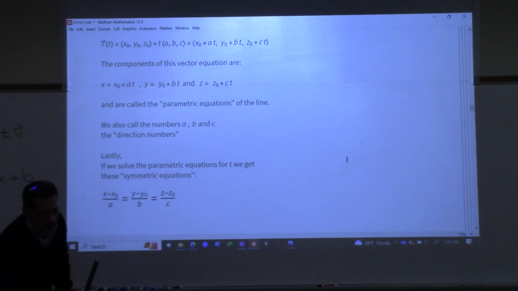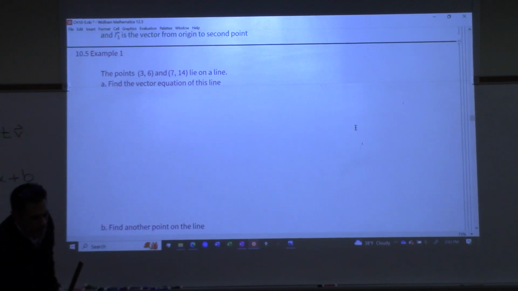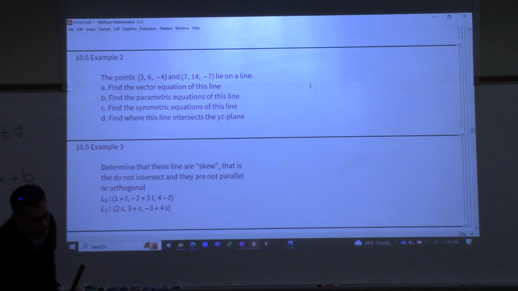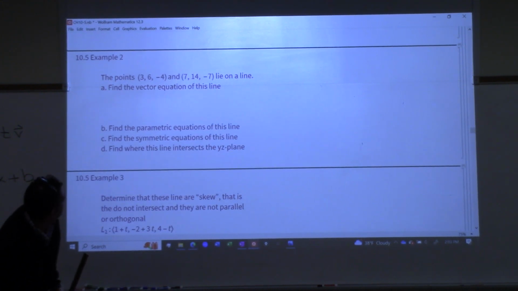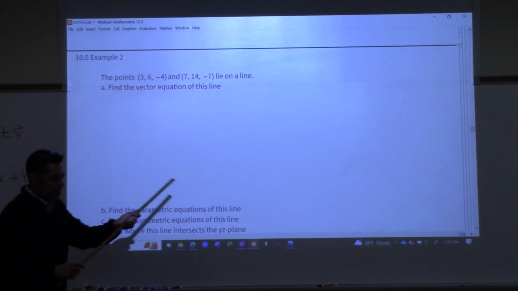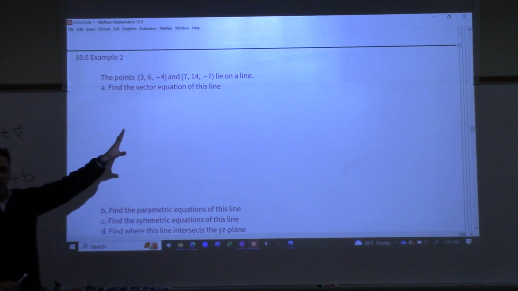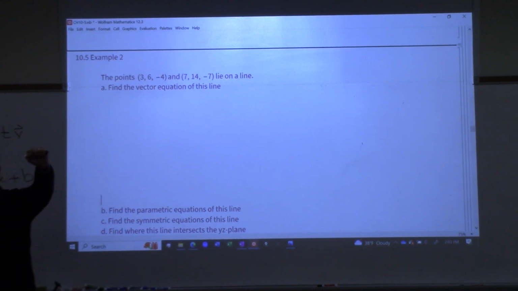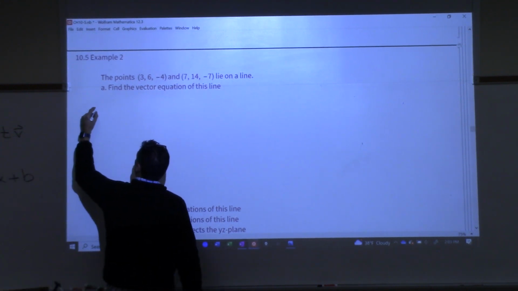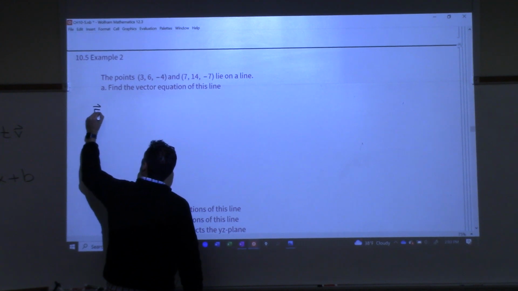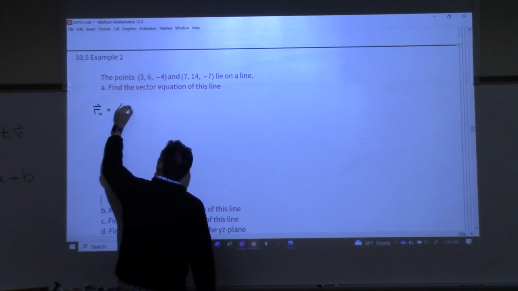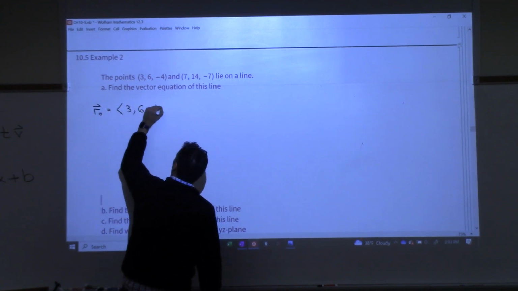I think we should do an example. So there are 2 points in 3-dimensional space, right? 2 points, there they are. First thing I'm going to do is create a vector that goes from the origin to one of those points. And I'll stick with the first point I see there. This is going to be my R0. This is the vector 3, 6, negative 4.